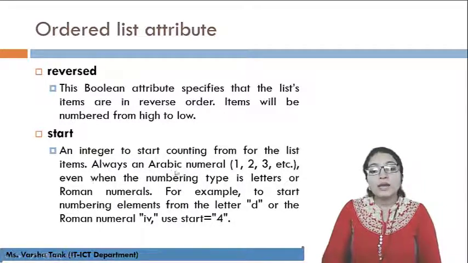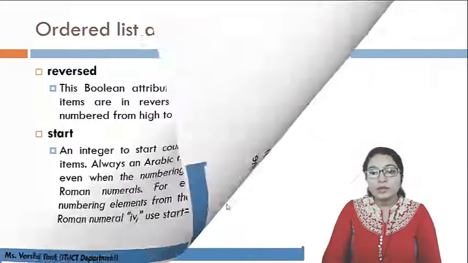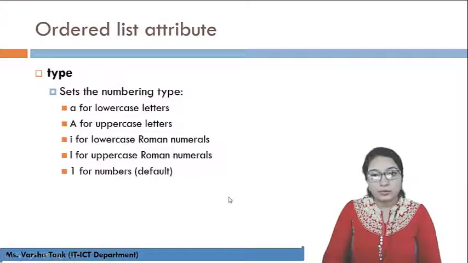Always an Arabic numeral will be there whenever you use this OL list. By default, it will display 1, 2, 3, 4, etc. Even when the numbering type is letters or Roman numerals, you can use start. For example, to start numbering elements from the letter D or the Roman numeral IV, use start equal to 4. You can use start equal to 4, but for that purpose you have to use a different attribute, that is the type attribute.